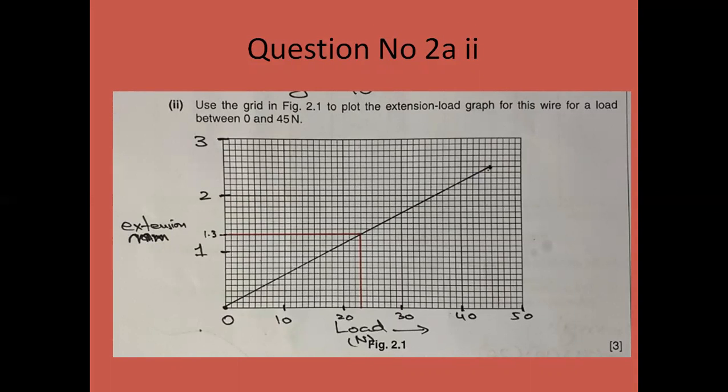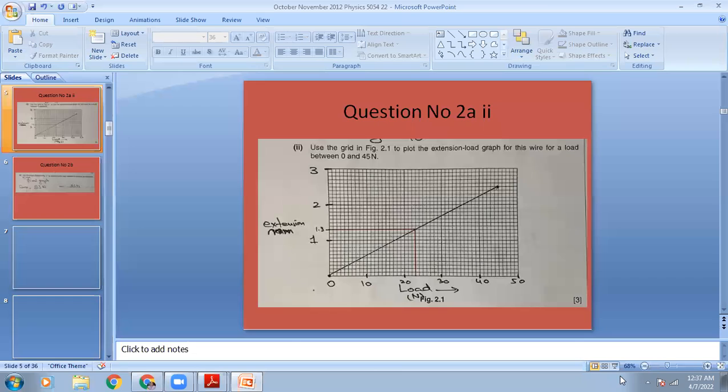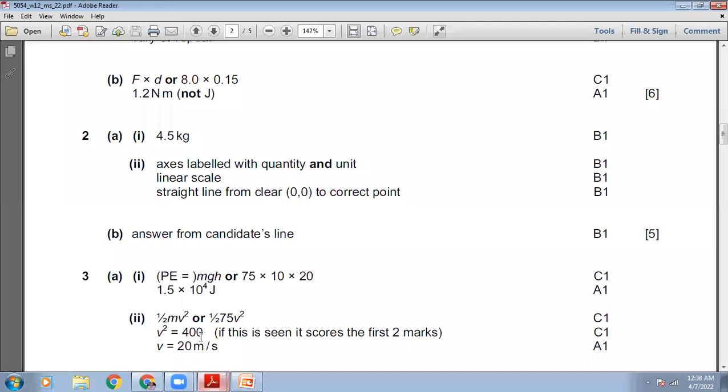And we know 2 points. When there is 0 load, the extension is also 0. When the load is 45, the extension is 2 point something. Okay, so we have plotted those points. And then I have joined them with that black line. You can see that straight, inclined straight line. So that's the extension load graph. It's a 3 marks question. Hopefully you understand. Let's have a look at the marking scheme.